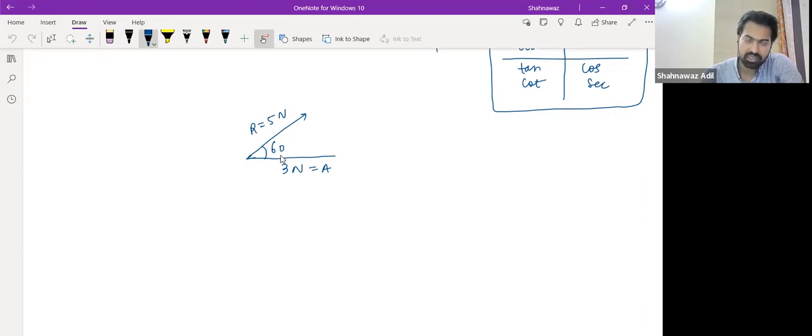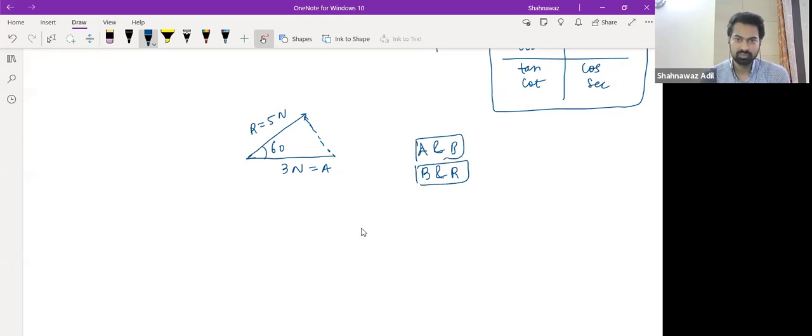And the angle between what? So let me write it. We have this R, which is 5 Newton, we have this 3 Newton, and we have this 60 degree. So if I ask you what would be the angle between A and B, or the angle between B and R, how can I calculate that?